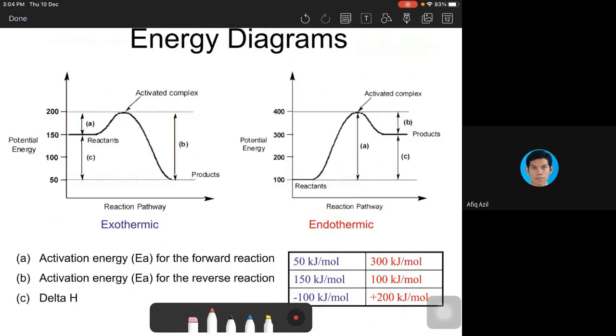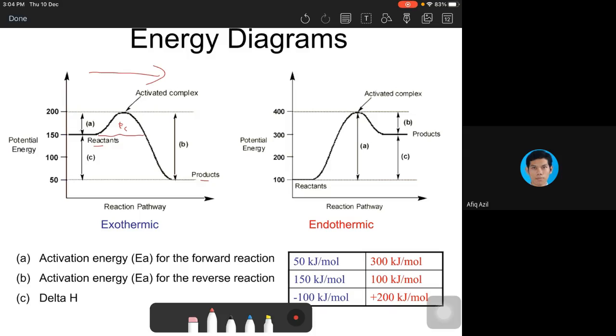So this is another example of an energy diagram for exothermic and endothermic. This one has values. So this is how you calculate the values of EA. For the forward reaction, reactant to product, the EA here is written as 50 kilojoule. So how is the value calculated? You calculate EA over here, 200 minus 150. That's how you get 50 kilojoule per mole.